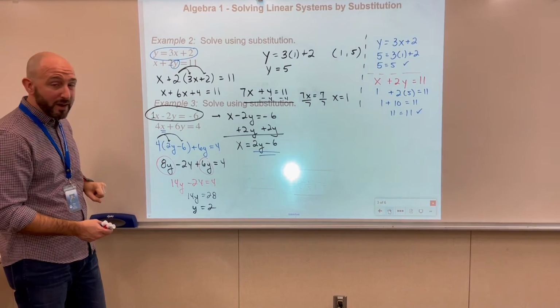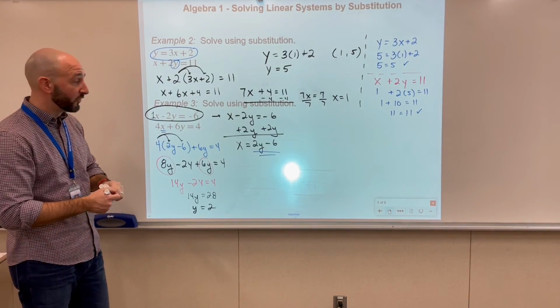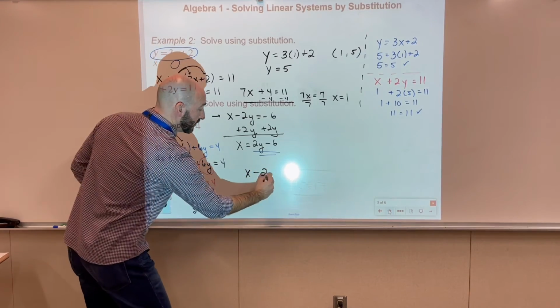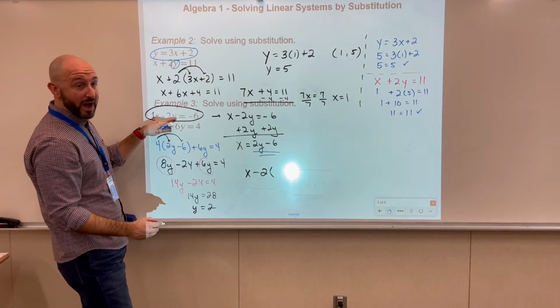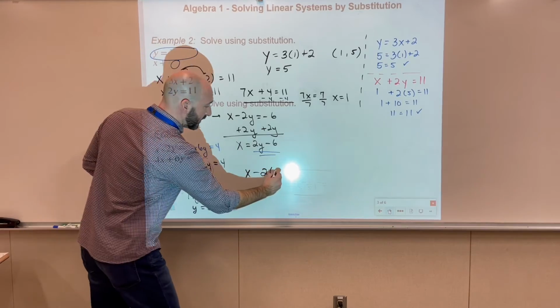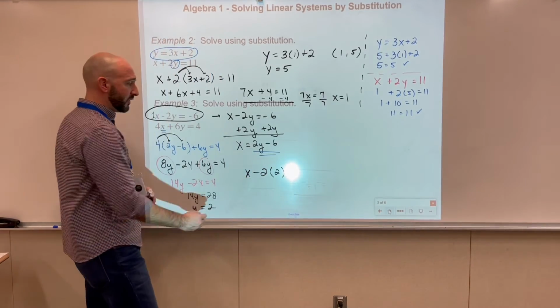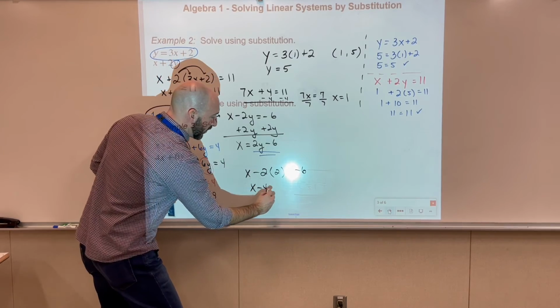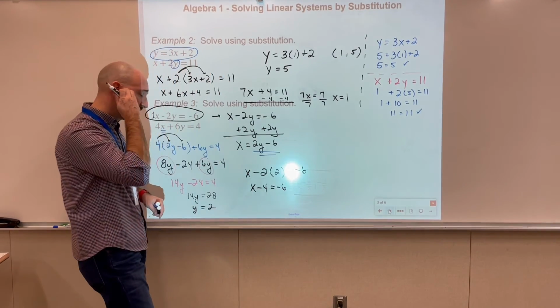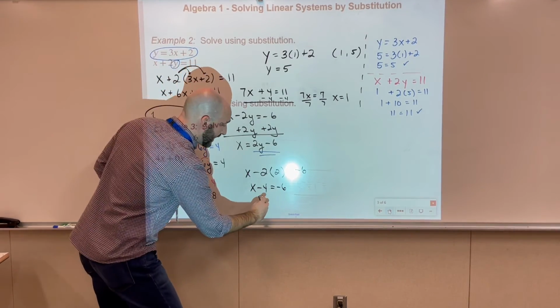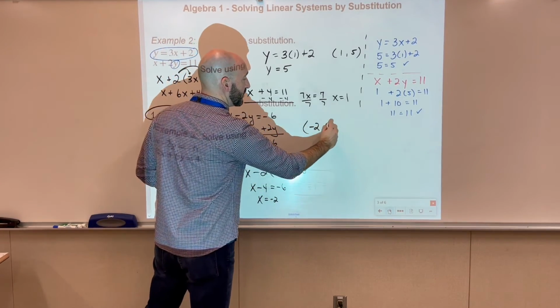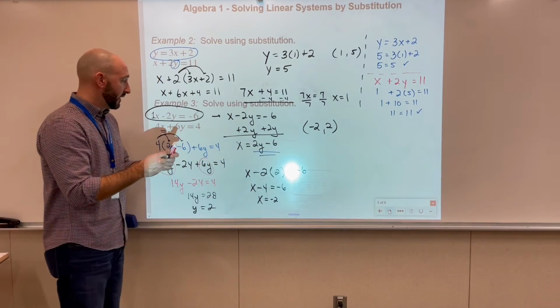Again, I'm going to use the top equation because the coefficient of x is equal to 1. So x minus 2 times, we're going to replace y with the value that it's equal to, 2, equals -6. So this is going to be x minus 4 equals -6. Add 4 to both sides and we get x equals -2. So the solution to this system is (-2, 2).